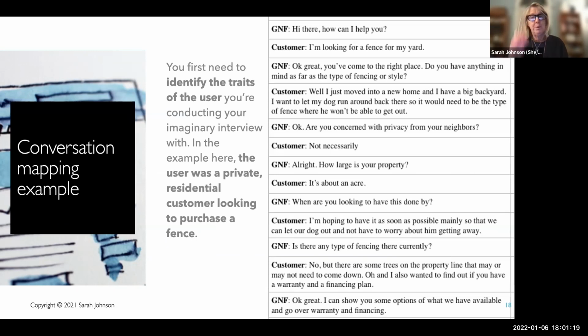So here's an example. You first need to identify the traits of the user you're conducting your imaginary interview with. In the example here, the user was a private residential customer looking to purchase a fence. I will give you folks a minute to read through the customer experience. I put gates and fences and then the customer and how it flows through the conversation. This is just a conversation between two people who aren't particularly users, but just what could come out of something as simple as that. So take a look at that for a sec.